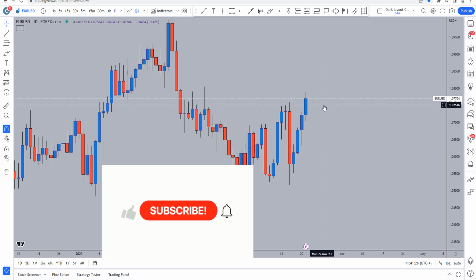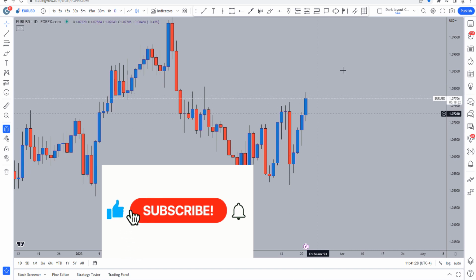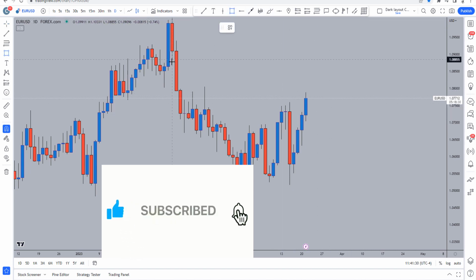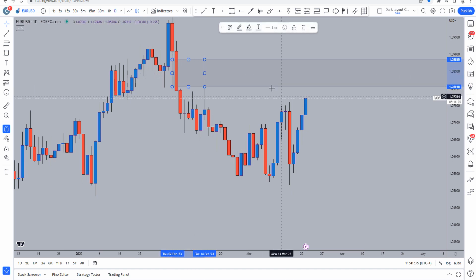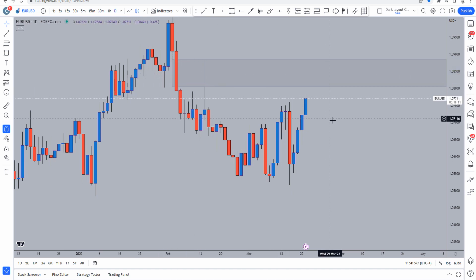As I had predicted in the previous video, I said that I'm expecting price to go back and fill in this imbalance that we have exactly right here. You can check out the previous video by clicking on the top right of your screen on the small card that appeared right now.